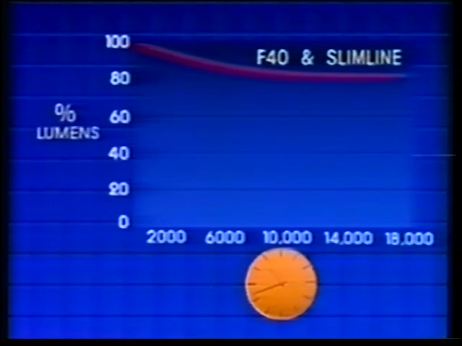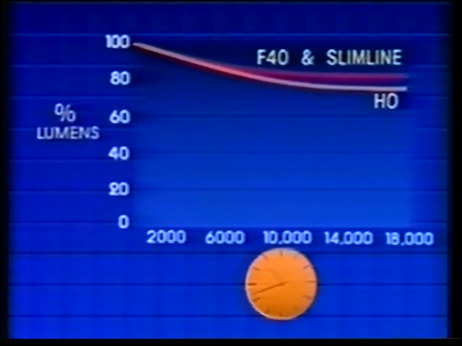As the lamp ages, the lumen output slowly decreases until the end of the lamp's life. Not all lamps decrease at the same rate. Some phosphors are better than others, but all lamps do decline in light output with use.